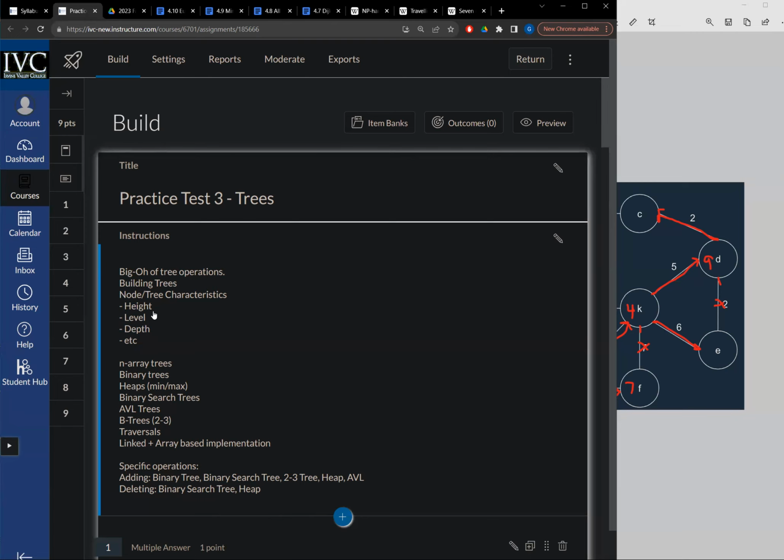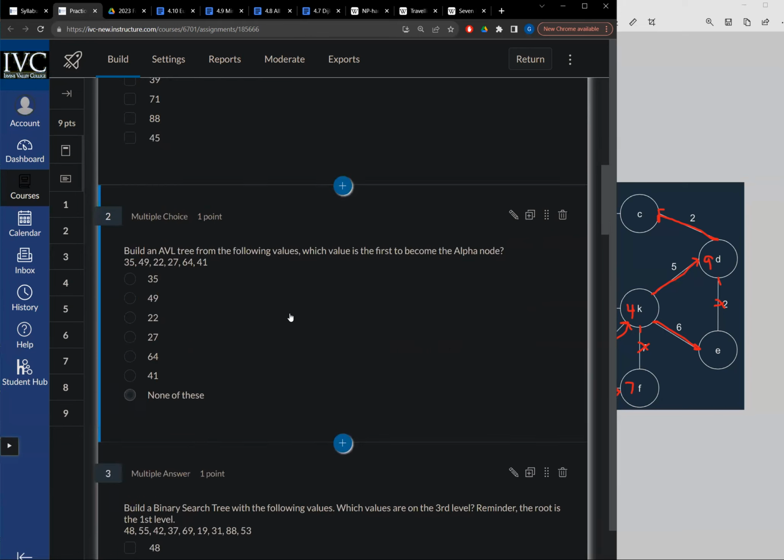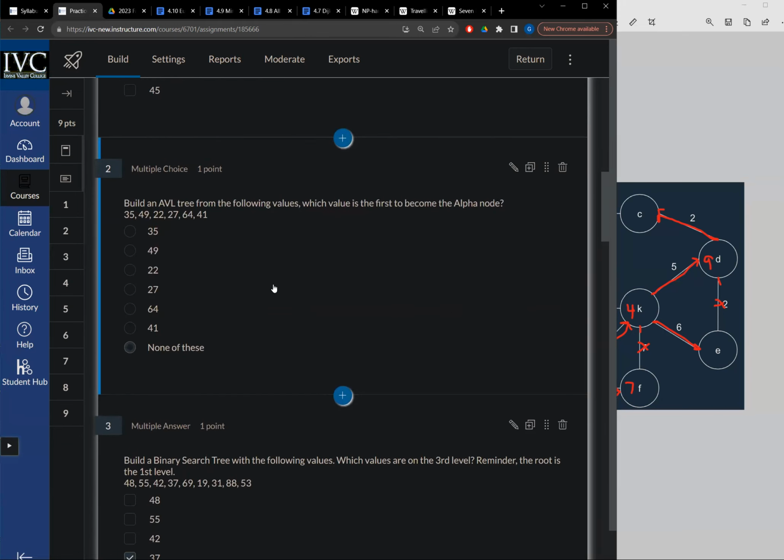Can I explain number 2 real quick? Number 2, all right, alpha, this is the one that reports things go out of balance. Why would it not be 35? I don't know. Let's rebuild it.